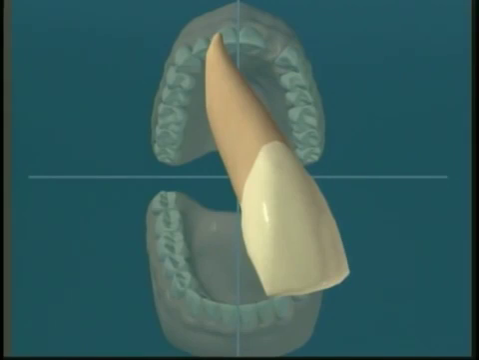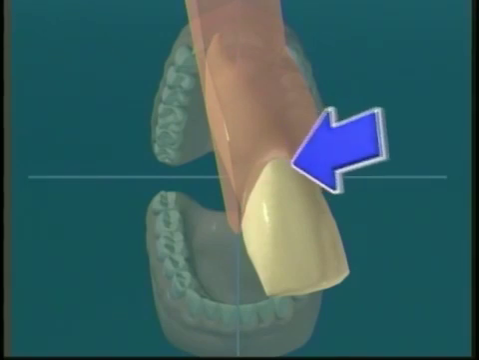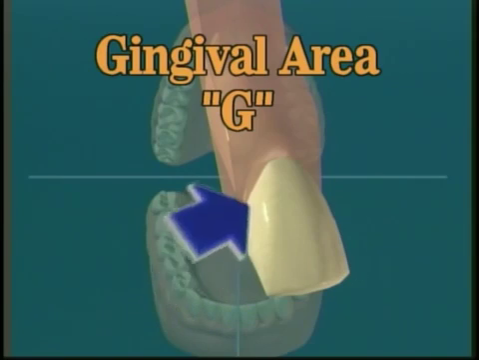Although it's not a surface, dentists will refer to the area of the tooth near the gingival tissue as the gingival area of the tooth. The gingival area circles the entire way around the tooth and is abbreviated G.